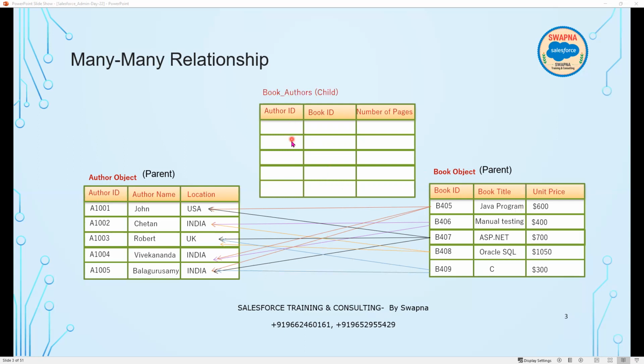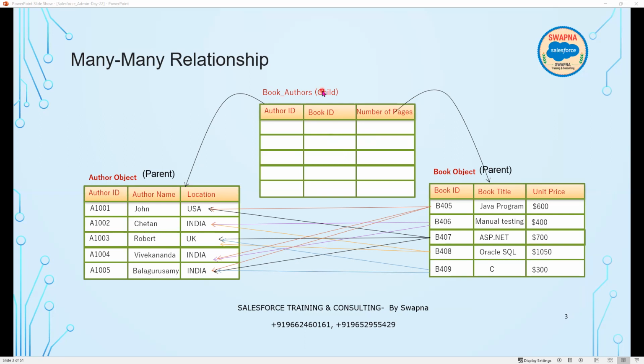Here we have an object named book author. This is a child object. I'm creating another object between these two parent objects, called book author, which is a child object. Now, in this child object, author ID is linking to the author object. Author ID is a lookup relationship, looking from the child to the parent, which is the author object. Similarly, I have a book ID field here, which refers to the book object.